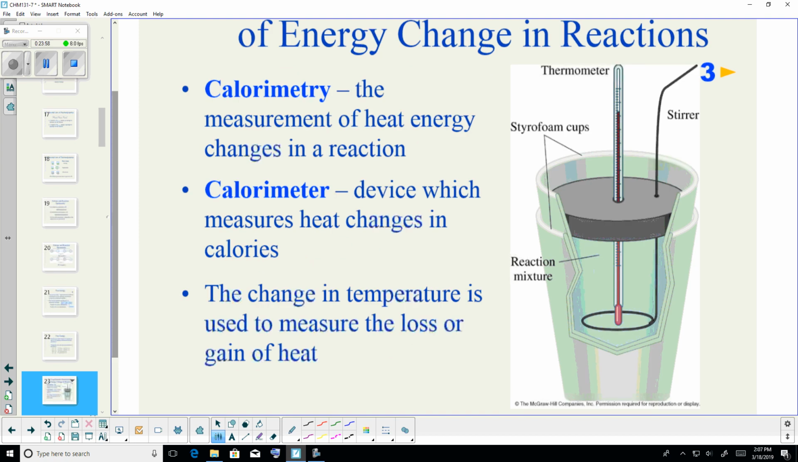And this is what they call a coffee cup calorimeter, because it's made out of 2 styrofoam coffee cups, which insulate the system from the surroundings, because styrofoam is an insulator. What you do is you put your reaction mixture in there and you measure the temperature change as the reaction occurs. And from knowing the concentration of the reactants, you can tell how much heat is gained or lost.